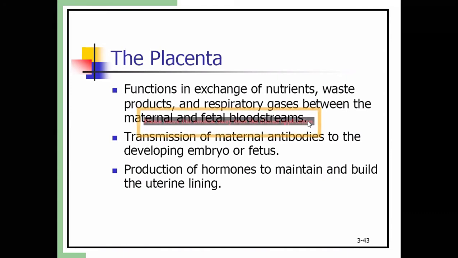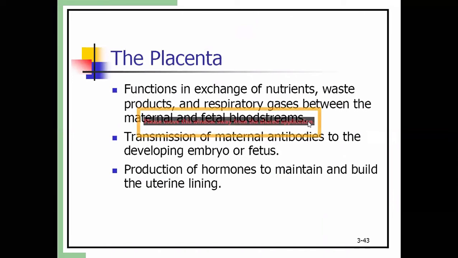Exchange of nutrients po, Doc. Come again? Exchange of nutrients po between the mother and the fetus. Yeah, there should be exchange of nutrients, waste products, and respiratory gases between the maternal and the fetal bloodstream. So it is very important, ha? Kasi doon yung exchange of the materials, especially the gases, no? In the placenta and towards the baby.